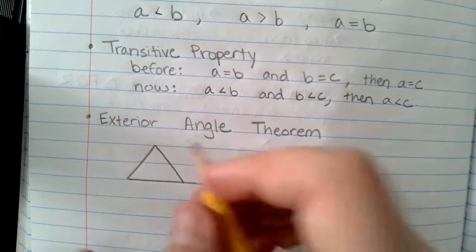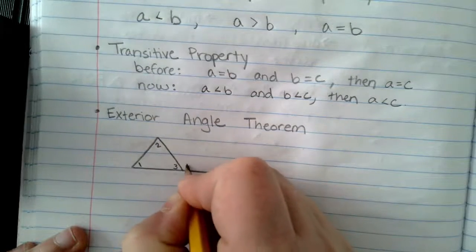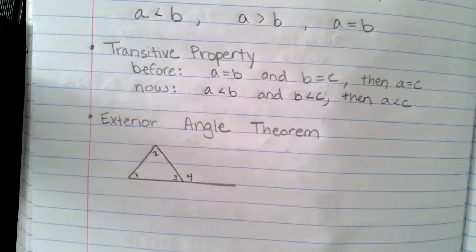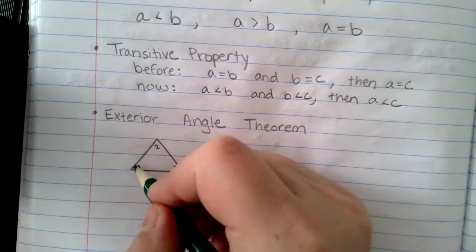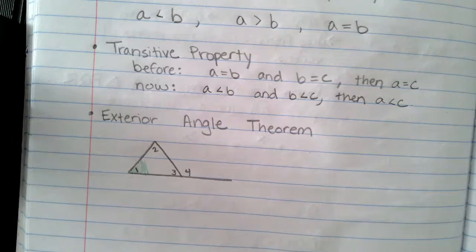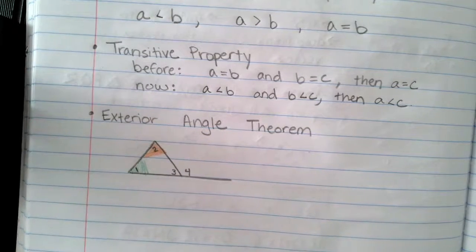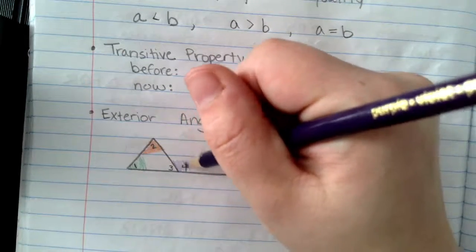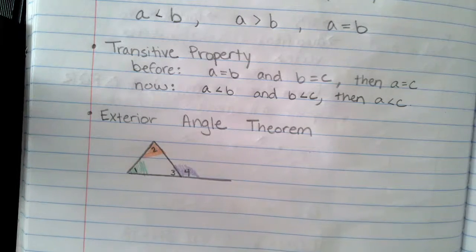I label these as 1, 2, 3, and 4. When I add angle 1 with angle 2, that's going to automatically give me angle 4. We could go through the whole minus 180 and then take that minus 180, but it's always going to be the case that 1 and 2 add up to 4. So I'm going to write that very specifically here.